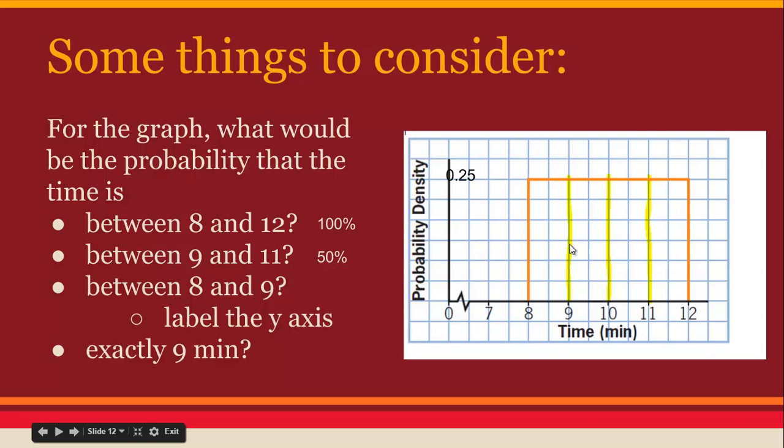It has a height of 0.25, but it doesn't have a length. That's 0. And so if the length is 0 and the height is 0.25, the area is 0. So the probability that you're exactly 9 is 0. Now that's a different question than the probability that you're between 8.9 and 9.1. That would have a probability. But any exact value will not have a probability.